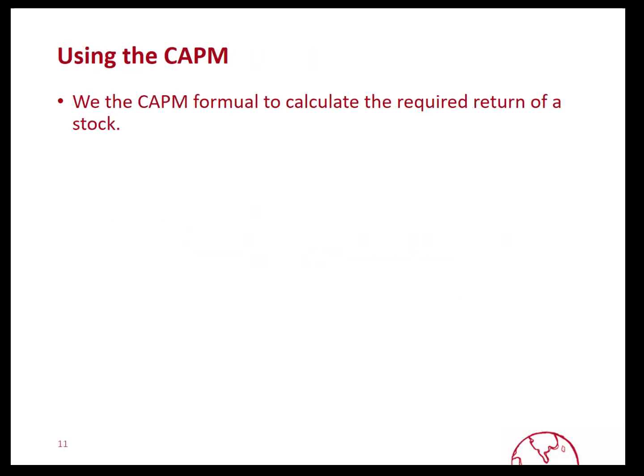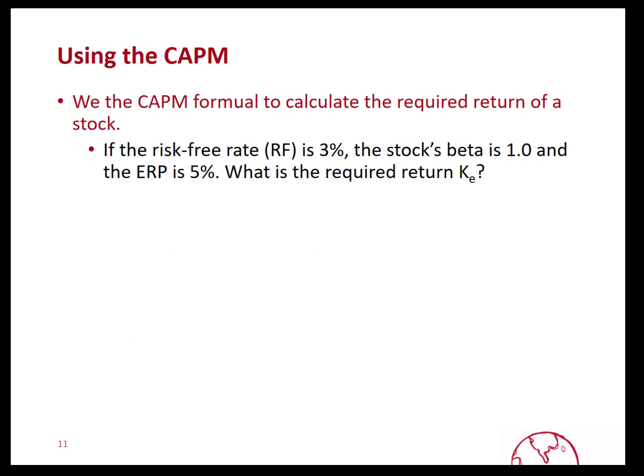So we use this formula, the CAPM formula, to calculate the required return of a stock. So if you're given the risk-free rate today, say of 3% for a long bond, you know that the stock's beta is 1, meaning its sensitivity to the market is the same as the overall market, and the equity risk premium is somewhere between 4 and 6, call it 5%. What will be the required return on this stock?